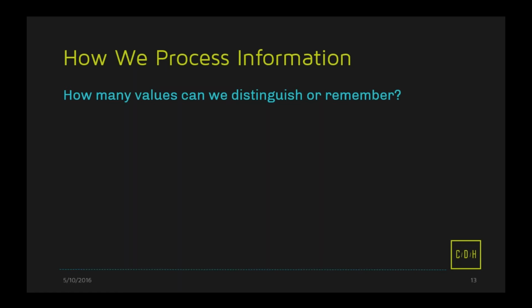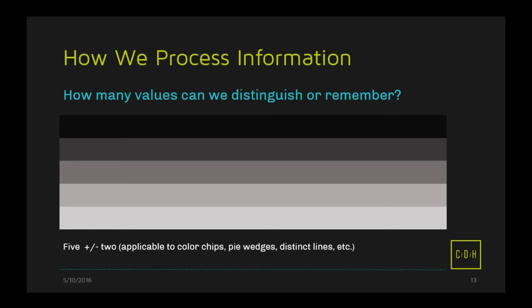So one question for the audience is, how do we process information? How many values can we distinguish or remember at any given time? Well, the answer is 5 plus or minus 2. And this is an important thing to remember because when we're designing visuals, it's very tempting to take advantage of the technology that makes it easy to visualize things into graphs and plots and tables, and we can get carried away with how much information we can provide at one time.